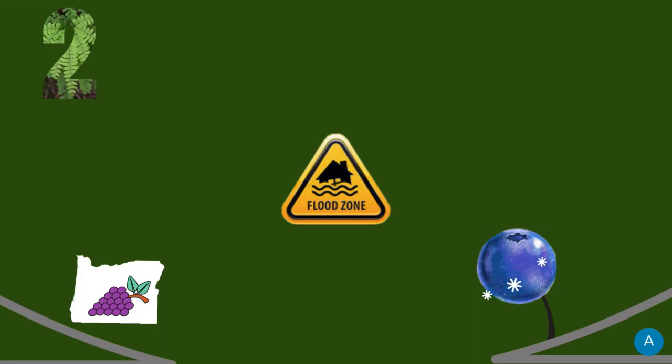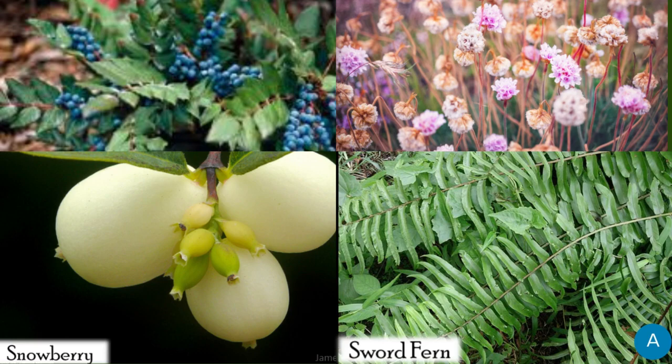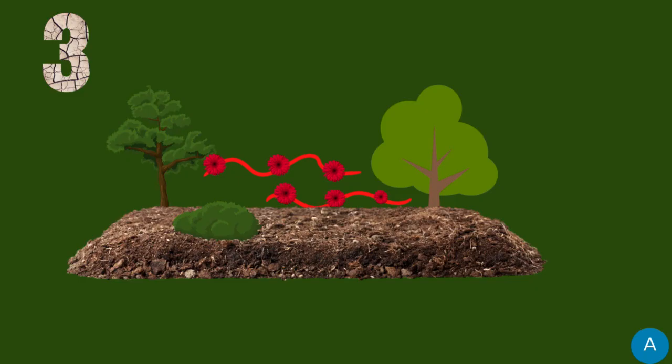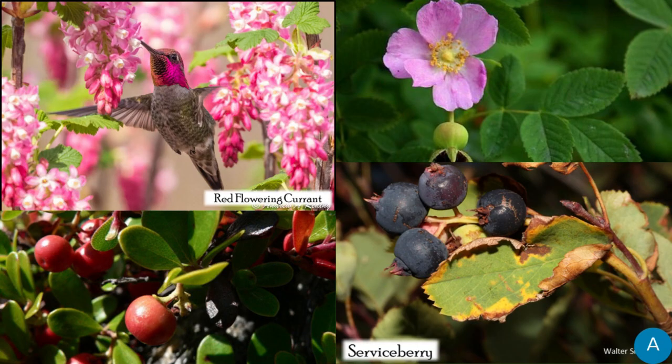The images are low Oregon grape, snowberry. Plants that do well in Zone 2 are low Oregon grape, snowberry, sword fern, and sea thrift. Zone 3 is the area around the perimeter of your rain garden, and or on the berm where plants will grow in drier soil. Plants that do well in this zone are red flowering currant, nuka rose, serviceberry, and kinnikinick.